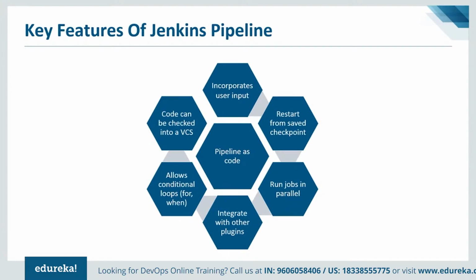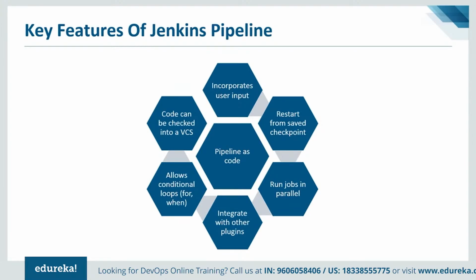And not to forget, the version control system will always keep track of all the changes that you make to your code. Another feature is that it incorporates user input. Because of this, the users can easily interact with the pipeline. It also lets you restart from saved checkpoints. So instead of redoing your entire job, you can save it and then come back to that checkpoint and start your job again.